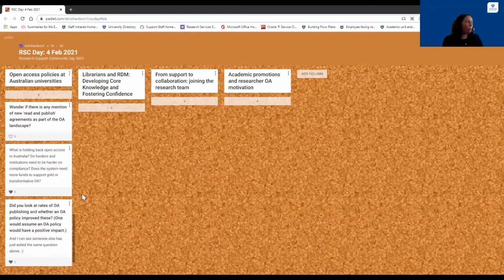What is holding back open access in Australia? Do funders and institutions need to be harder on compliance? Does the system need more funds to support gold or transformative OA?